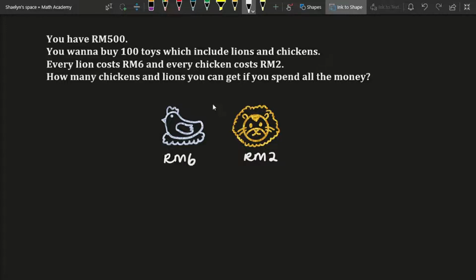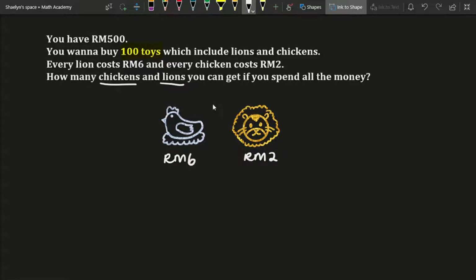So how do you know that this is a simultaneous equation question? Yes, it's because they ask you to find the value for two variables or two unknowns. There are actually two, which are chickens and lions. Okay, and then they also provide you two equations which you have to form yourself. So let's see whether we can form it right now. Okay, they say that there are in total 100 toys.